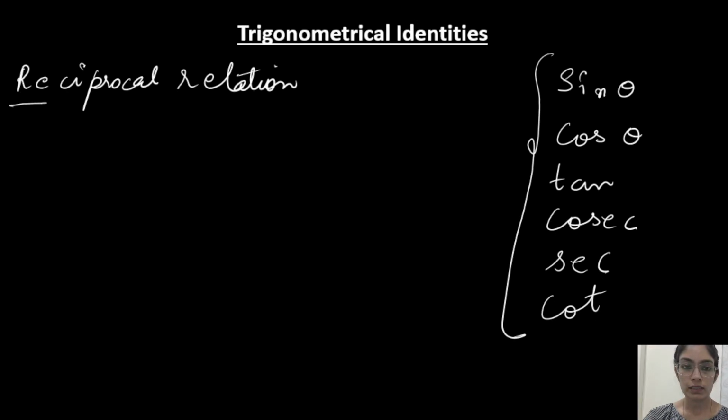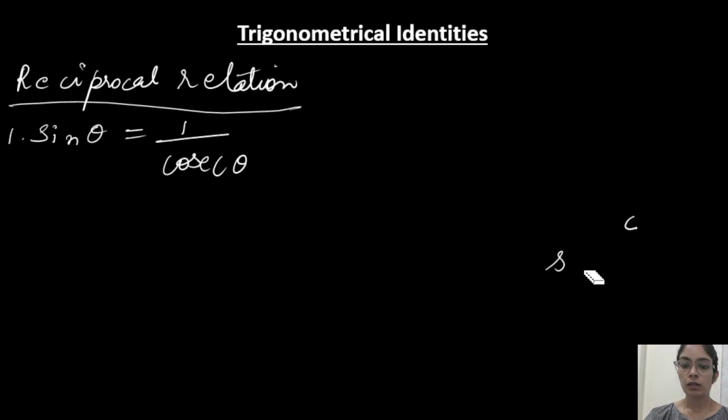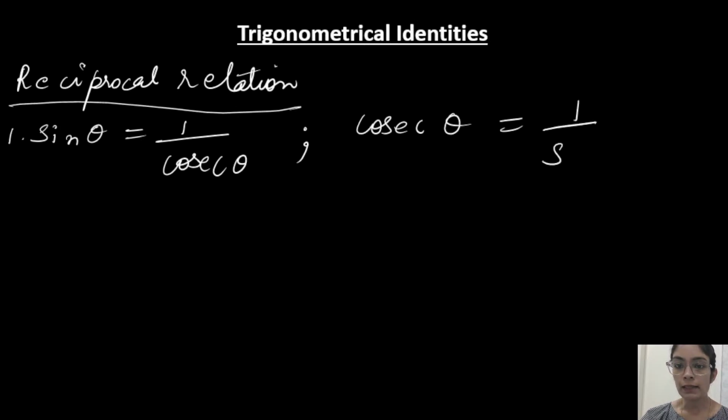So the first one is reciprocal relation. See, sine is related with cosecant. So sine theta is equal to 1 by cosecant theta, and it works the other way also. You can also write that cosecant theta is equal to 1 by sine theta. So both ways it works. Both of them are reciprocals of each other.